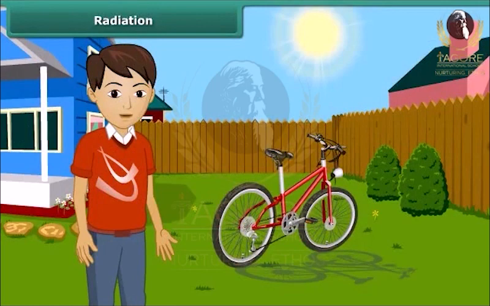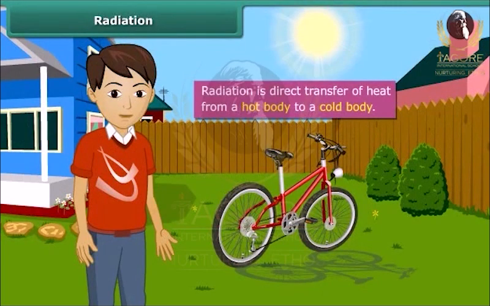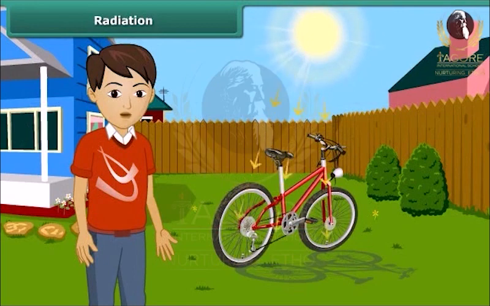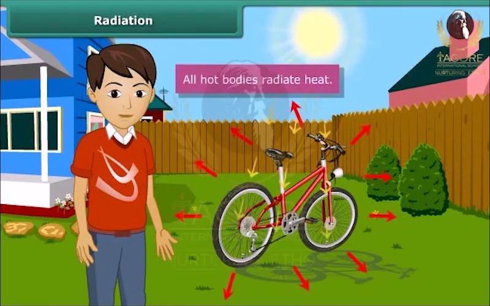There is a third way by which heat can be transferred from a hot body to a cooler one. This mode of transfer is called radiation, and it does not need any medium between the two bodies. All hot bodies radiate heat. The hot objects radiate heat rays to the surroundings. Heat from the sun comes to us by radiation. It travels through millions of kilometers of space to reach the earth.